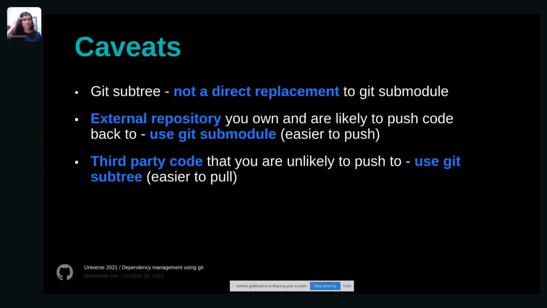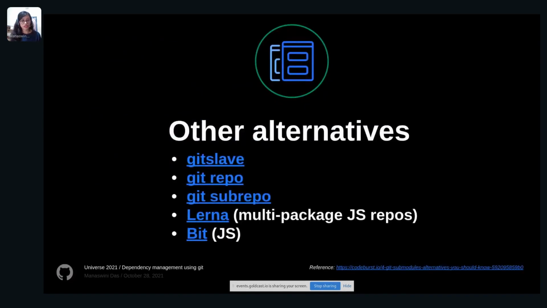So moving on to some caveats that I noticed, Git subtree is not a direct replacement for Git submodule. If you have an external repository that you own and are likely to push code back to, then use git submodule, because I noticed it's easier to push. Whereas with third-party code that you're unlikely to push code to, use git subtree, because I noticed it's easier to pull. So yeah, moving on to the alternatives.